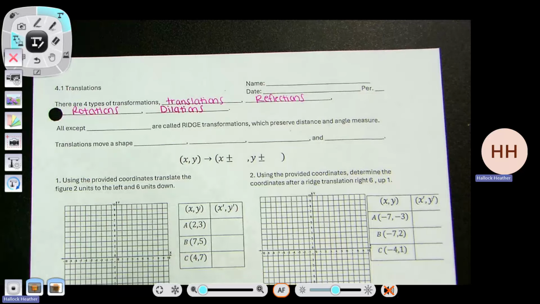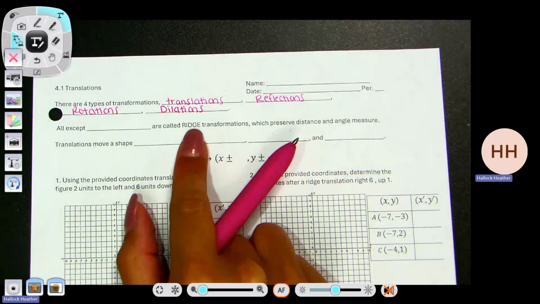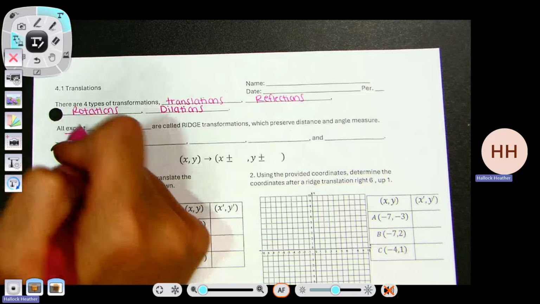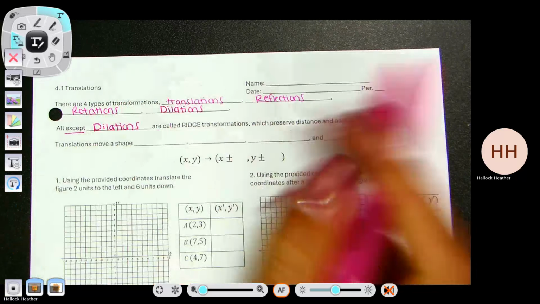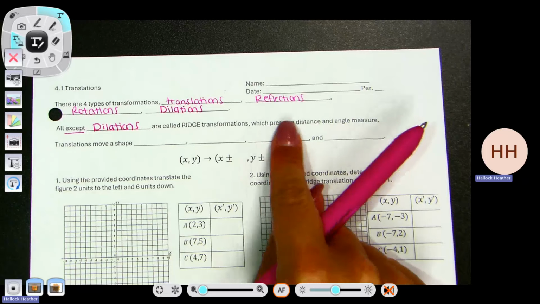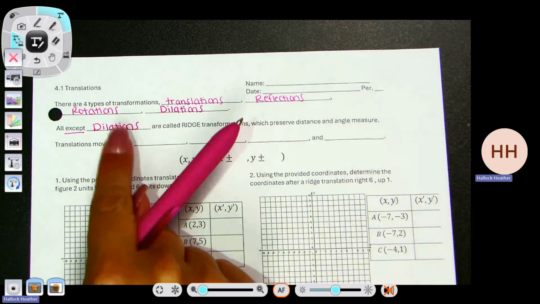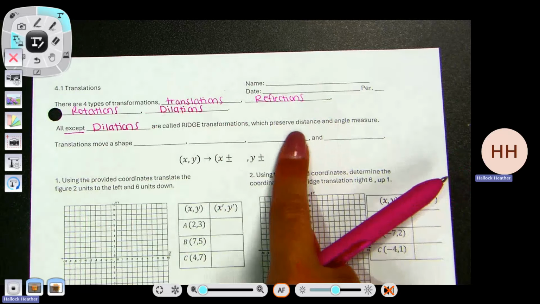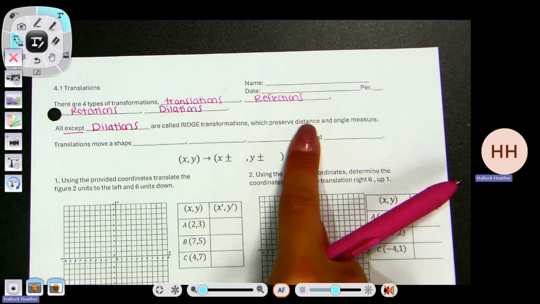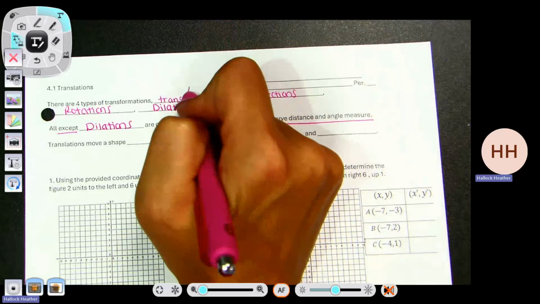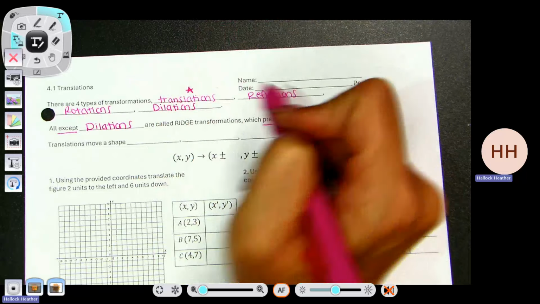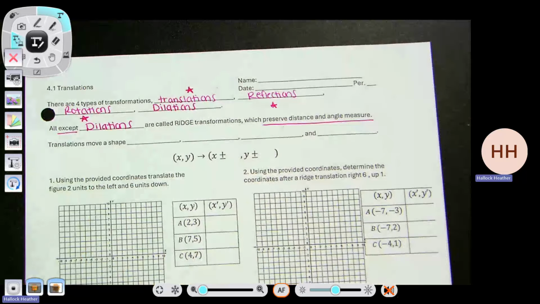So all of these are called rigid transformations, except dilations. Everything preserves distance and angle measure except dilations, because dilations are going to change the size. All of these preserve distance and angle measure: translations, reflections, and rotations. The only one that does not is a dilation. A dilation is the only one that's different.